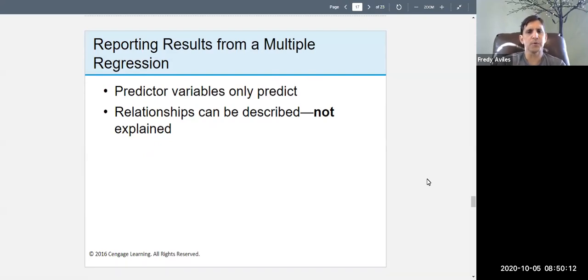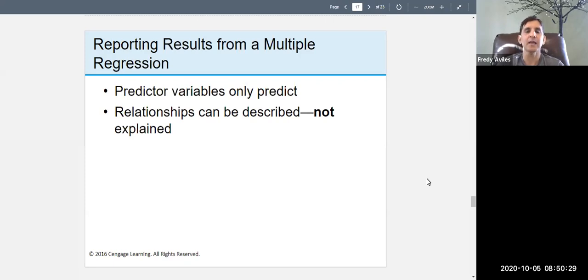Reporting results from multiple regression, remember that the predictor variables only predict, okay? Those are the ones you're using to predict the other thing, and you're only describing the relationships. You're not explaining the relationship, okay? People get into trouble when they try to say that there's cause and effect.